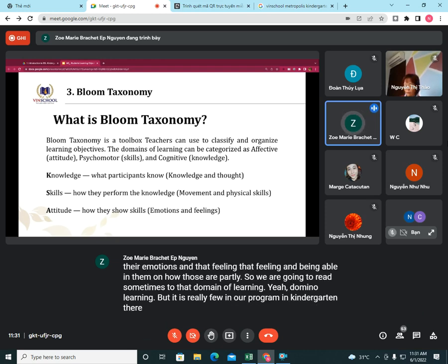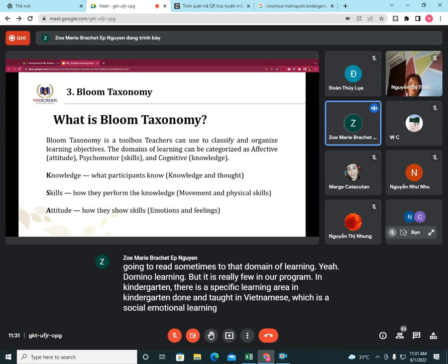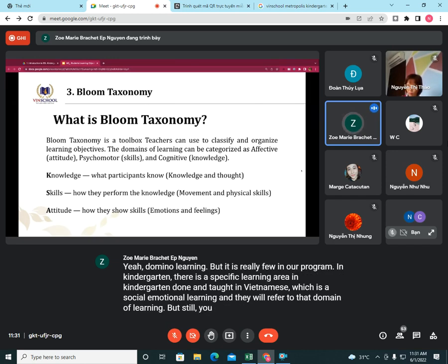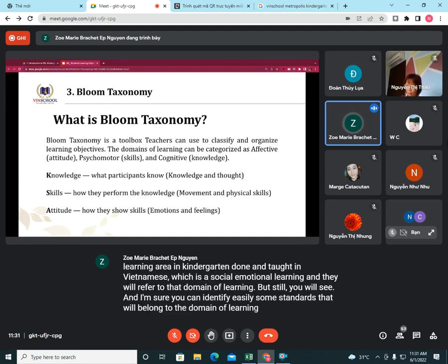There is a specific learning area in kindergarten taught in Vietnamese, which is social emotional learning, and they will refer to that domain of learning. But still, you will see, and I'm sure you can identify easily, some standards that will belong to the affective domain of learning.